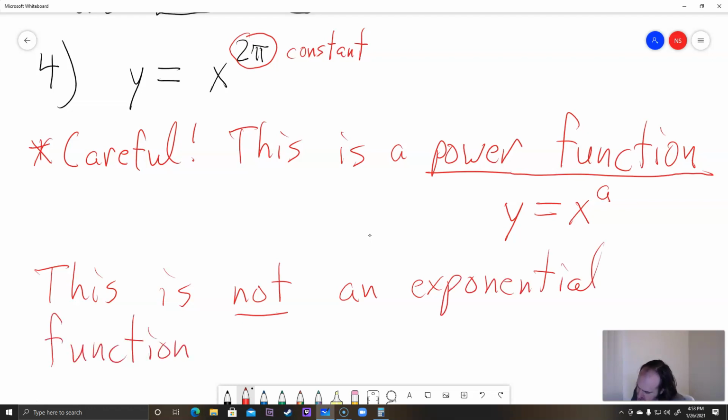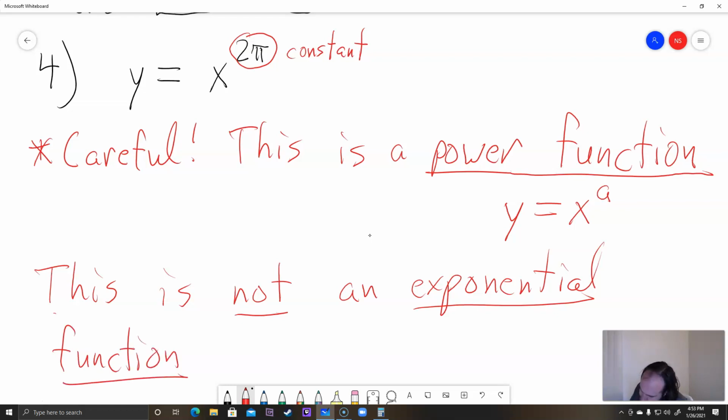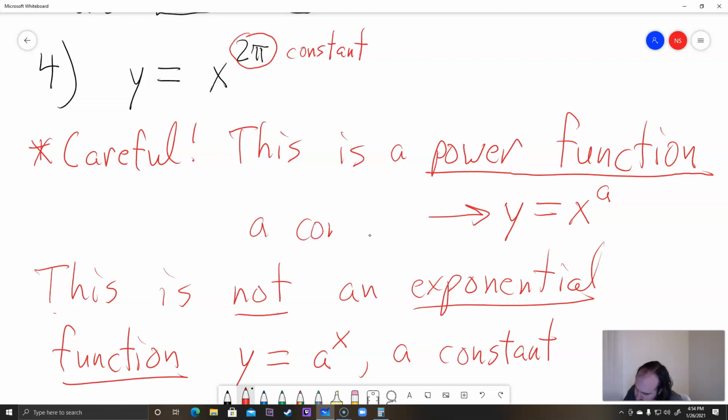Remember, an exponential function actually has, instead of having a variable as the base, a constant as the base, and the exponent is the variable. y equals a to the x, where a is constant, but x is a variable. So for this one, a is also constant.